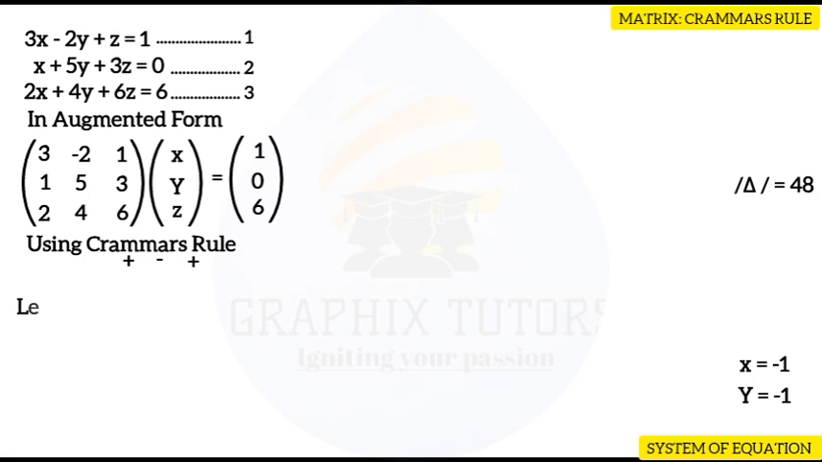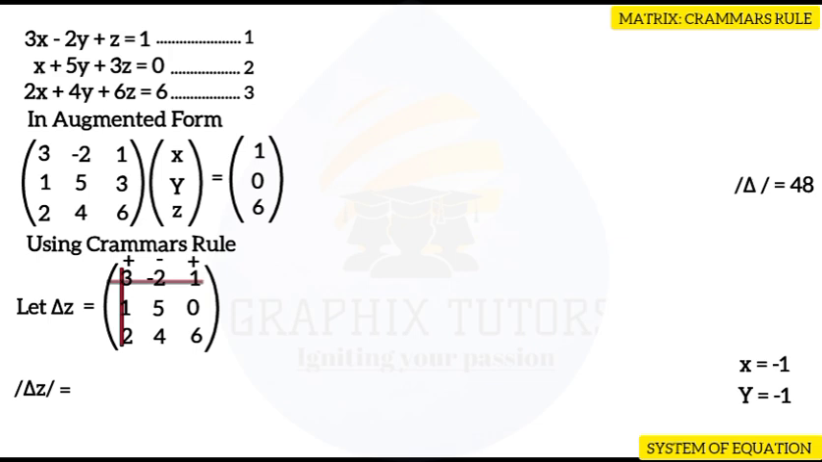You say let delta z be equals to, now that will give me, from here we have 3, 1, 2, minus 2, 5, 6. Now since we are dealing with that, delta z means change in z. So we're going to change the column of z and replace what is outside, which is 106, right? So we have 106 there. Now we'll now say that the determinant of delta z will now give me, take the first column and the first row, what they have in common is 3, and what on top of 3 is plus. So we have 3 open brackets. What is remaining is 5, 0, 4, 6.